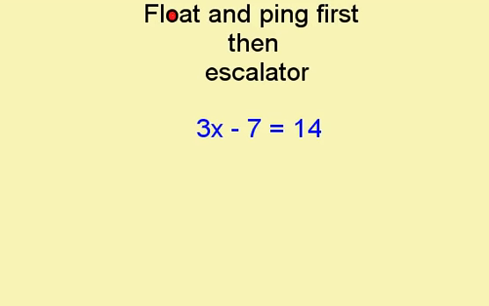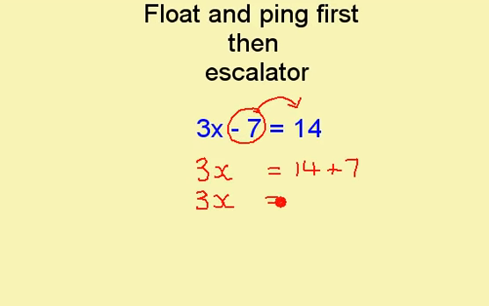So we start with float and ping. The float and ping bit is the -7. That floats over the equal sign and pings to +7. So I've got 3x equals 14 plus 7, and if I work that bit out, it gives me 21. That's the first stage complete.